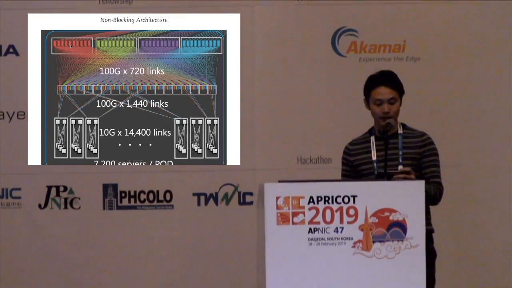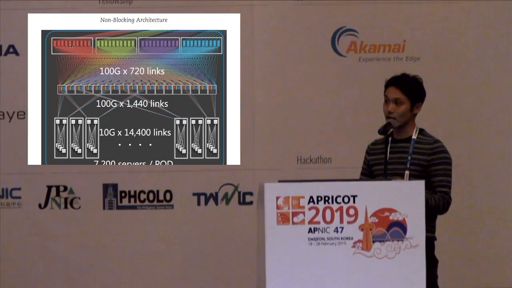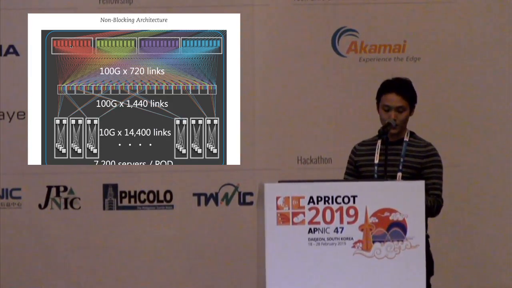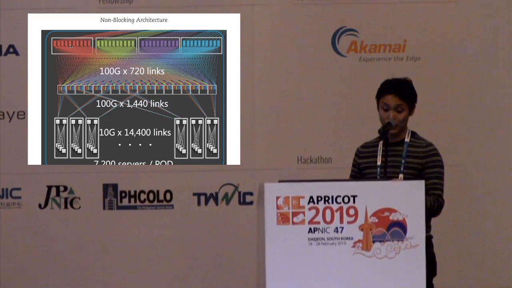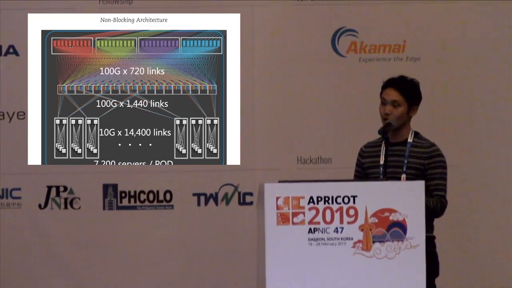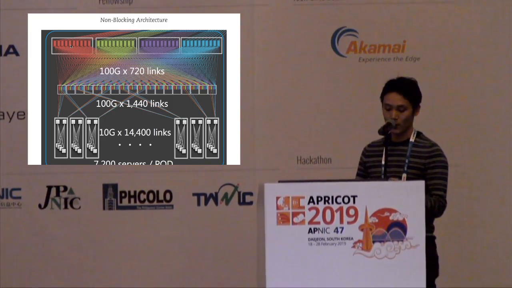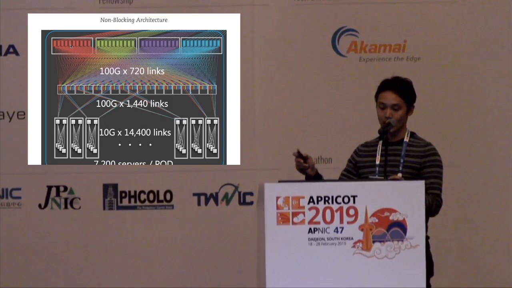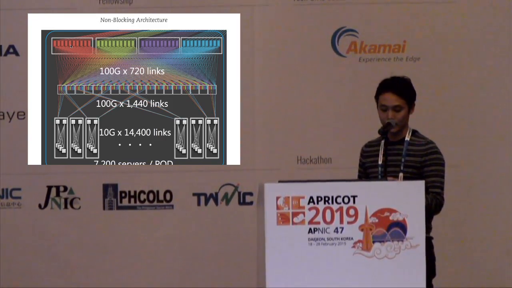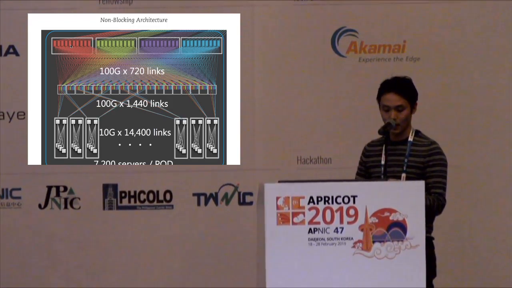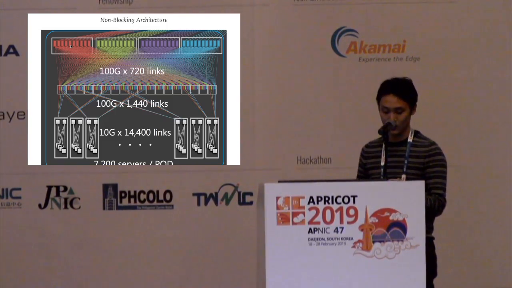And in this slide, I put the number of links and the bandwidth of the topology to make it clear that this network is non-blocking from bottom to top. The number of servers in our typical pod is 7200. Each server has two uplinks, and one of them is active. From TOR to spine, there are more than 720 links of 100 gig between the layers of TOR and leaf, and leaf and spine. The total bandwidth of active uplinks of servers, that is 72 terabit, is equal to or less than the capacity of the network, which is more than 72 terabit, as you can see in this slide.